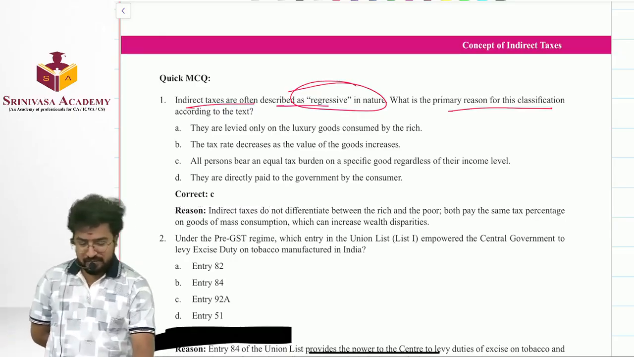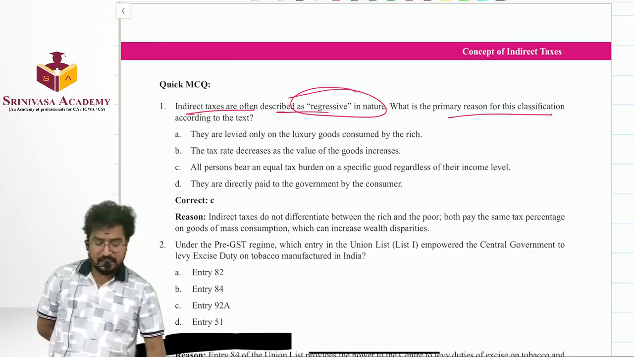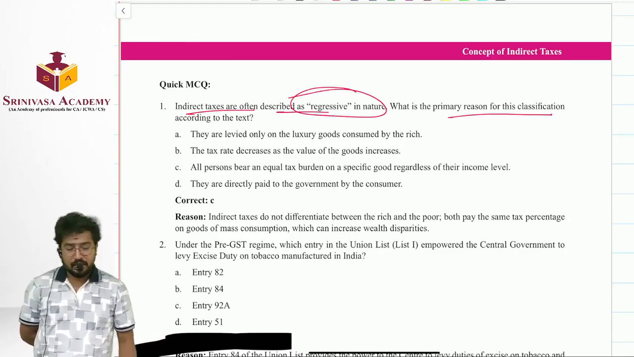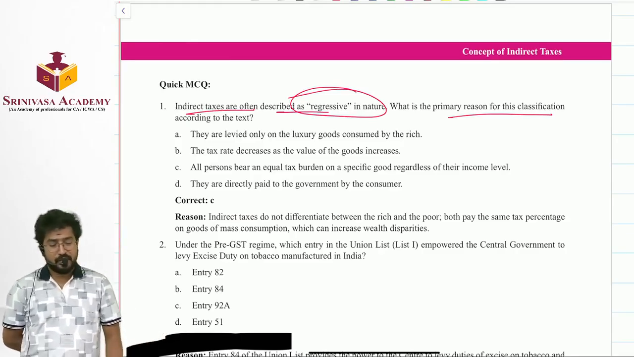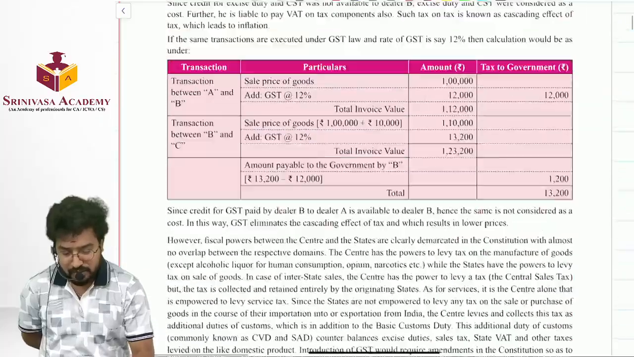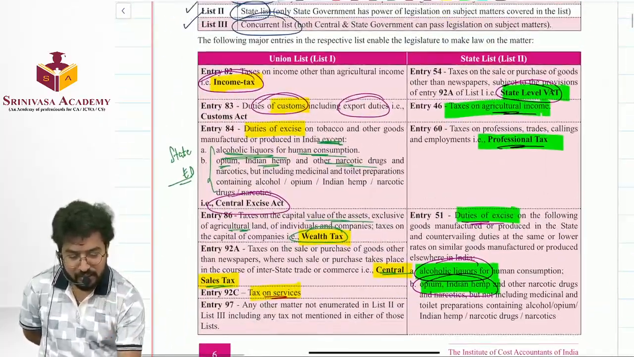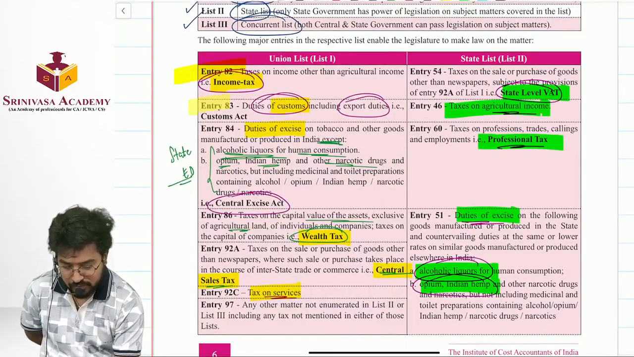What is the next one? Under the pre-GST regime, which entry in the Union List empowered the central government to levy excise duty on tobacco manufactured in India? We have seen the names; you must remember these entry numbers also.